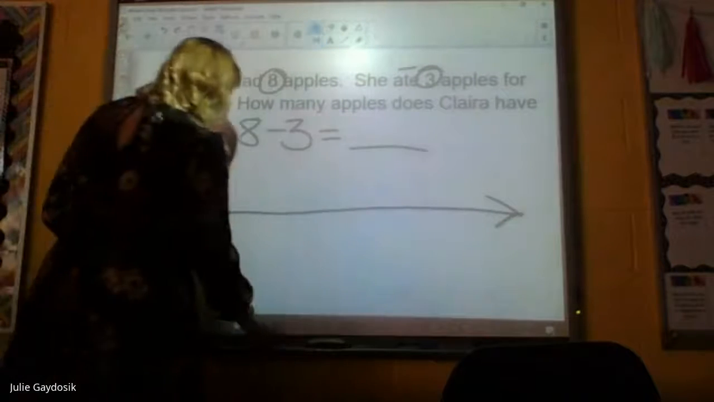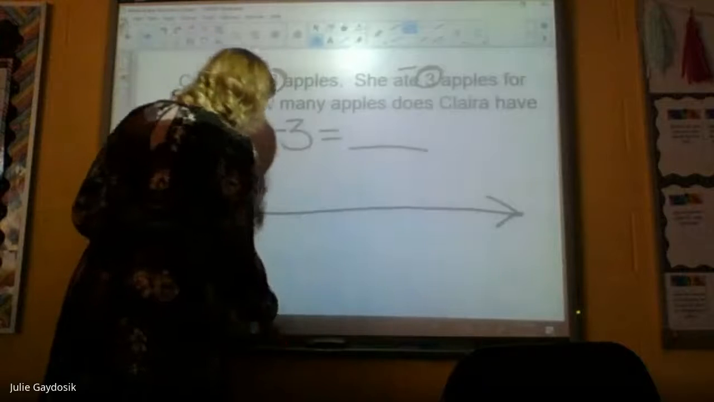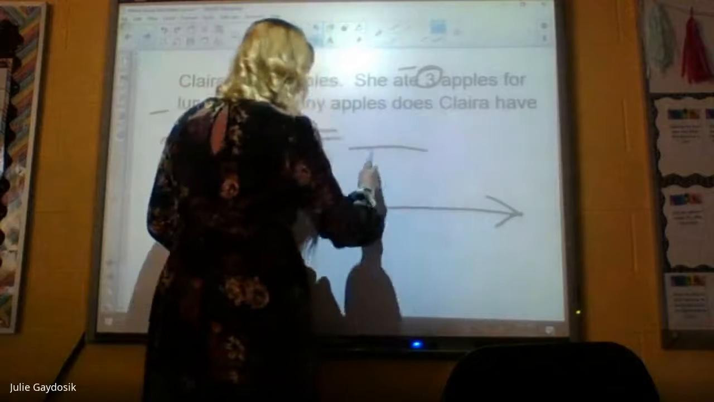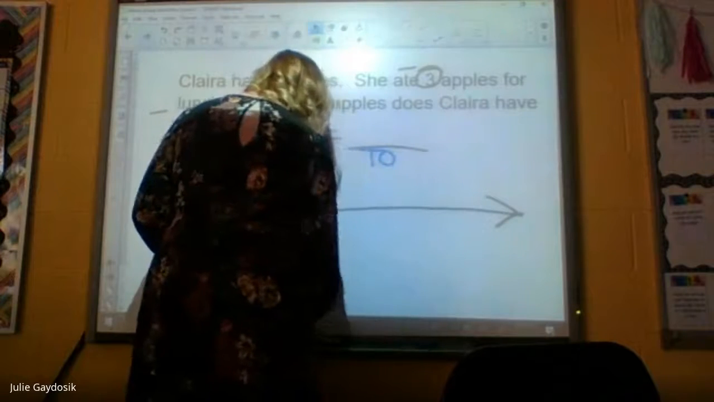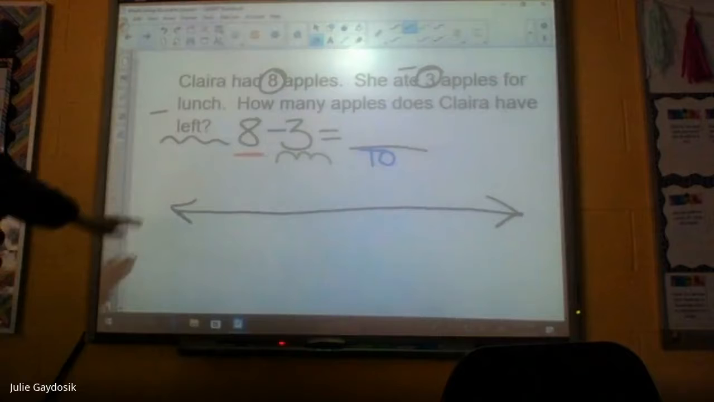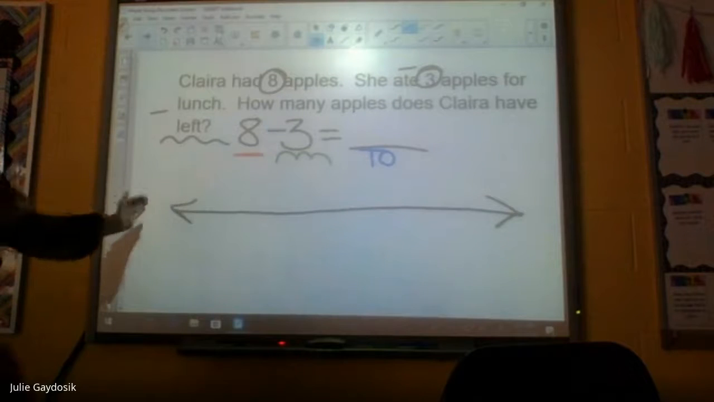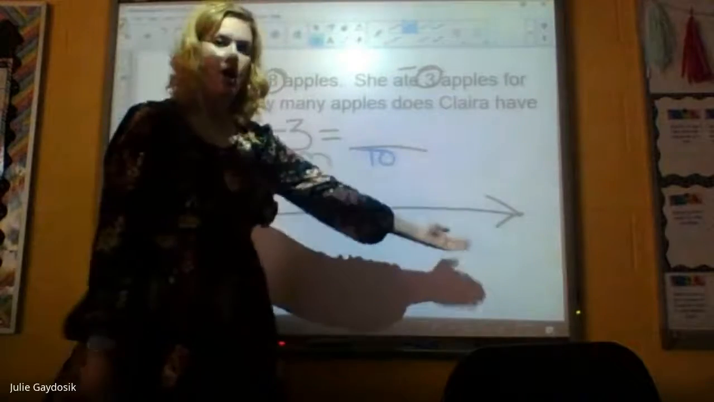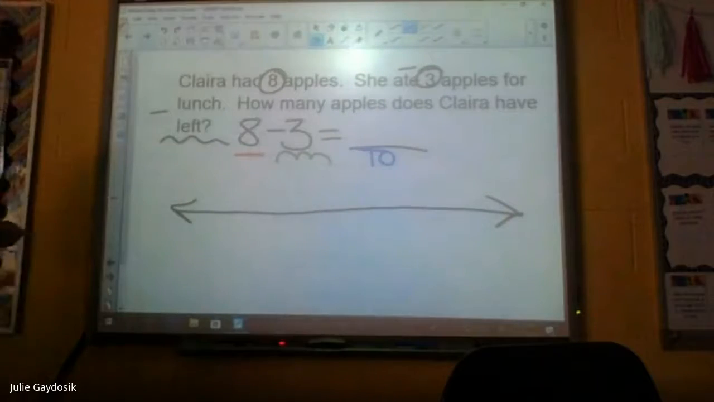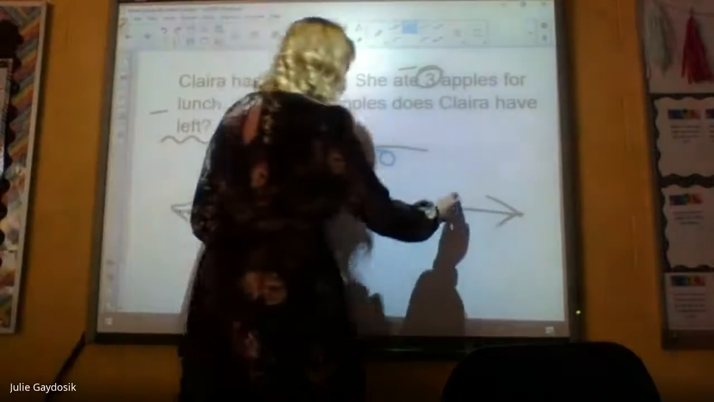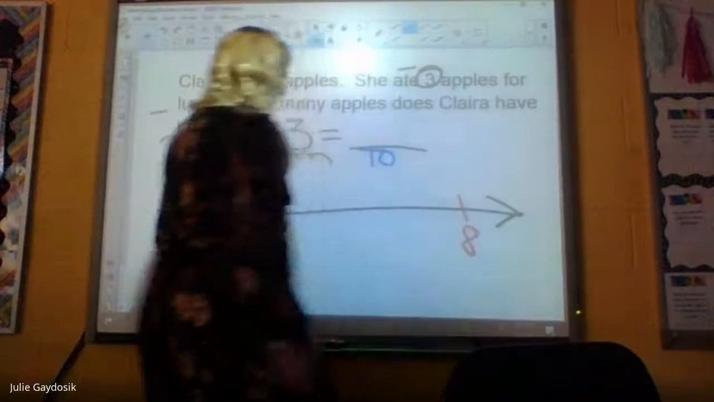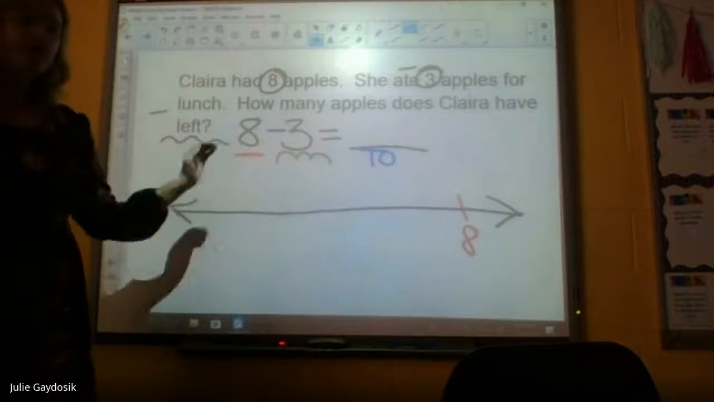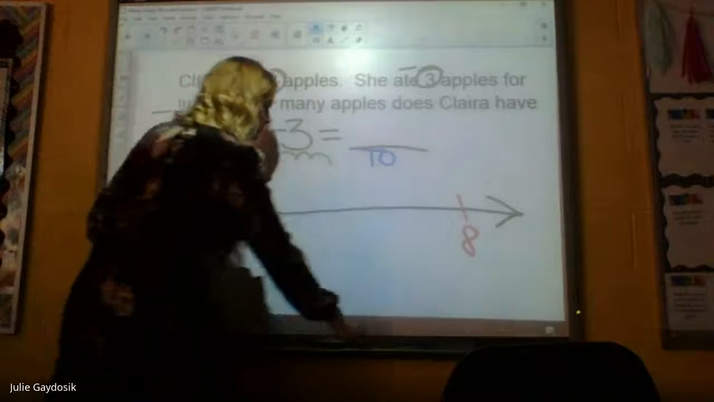Okay? Now remember, this is where I start. These are my hops. And this is where I'm hopping to. Now question, am I starting on this side for subtraction and hopping forward, or am I starting on this side and hopping backwards? That's right, I'm starting over here and I'm hopping backwards. Now I'm not hopping back to 3, I'm doing 3 hops backwards.